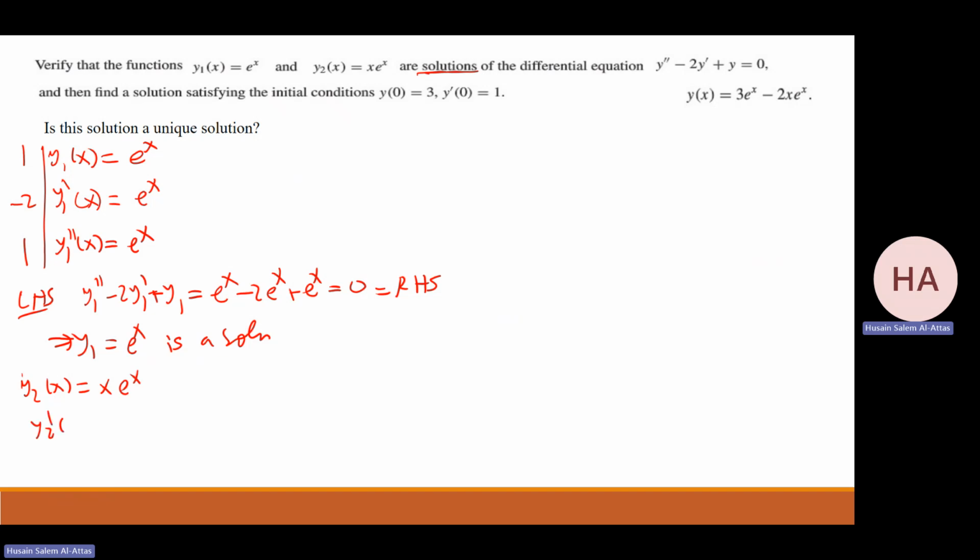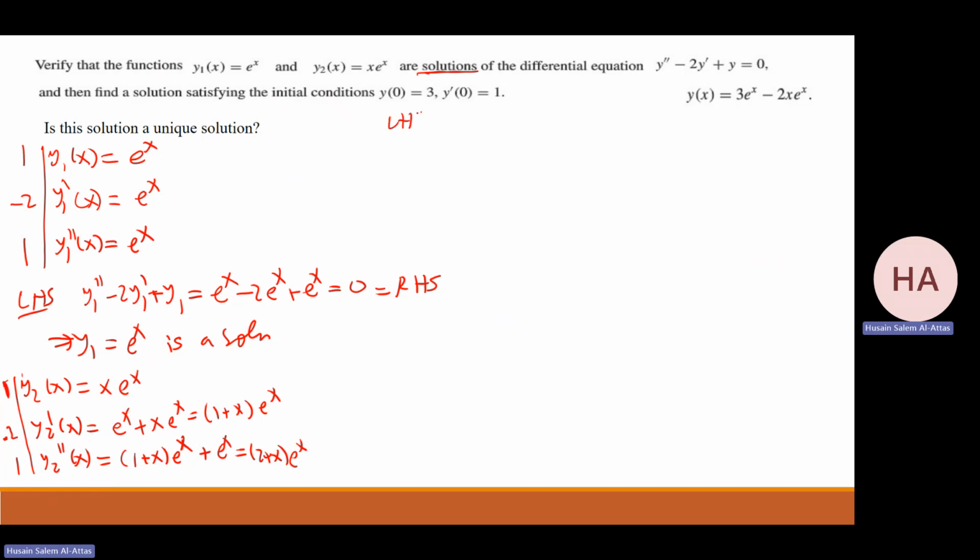We'll do the same. Now the calculation is a little bit complicated. Not that complicated, but it needs more work. Derivative of the product of two functions. I have e to the power x plus x e to the power x. That will be 1 plus x e to the power x. y2 double prime will be 1 plus x e to the power x plus e to the power x, which is 2 plus x e to the power x. And then I multiply this by 1, and this by minus 2, and this by 1.